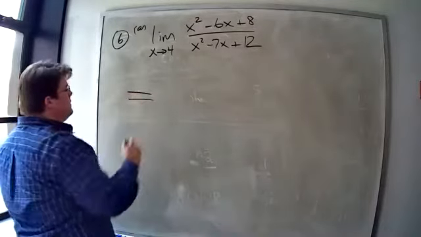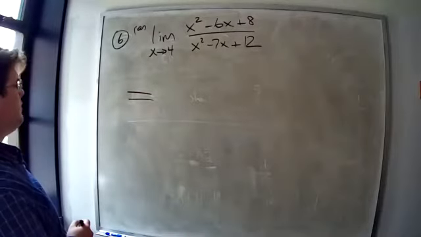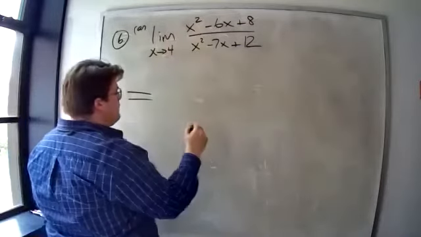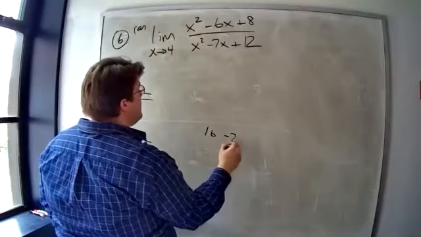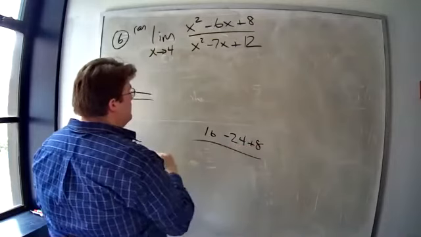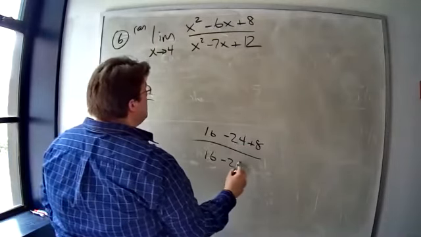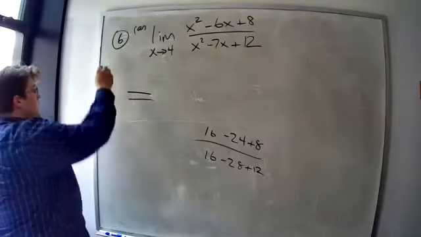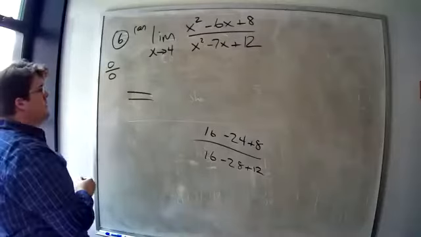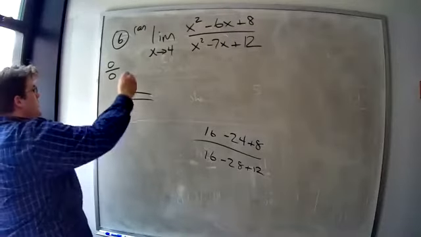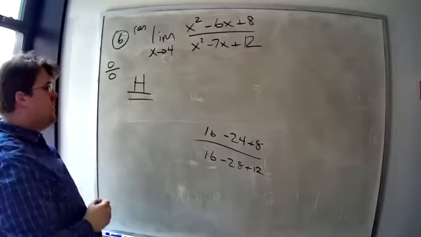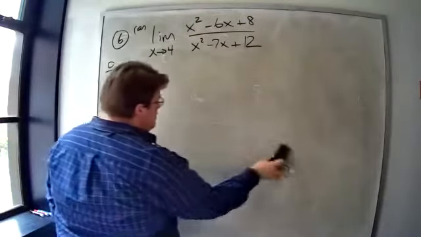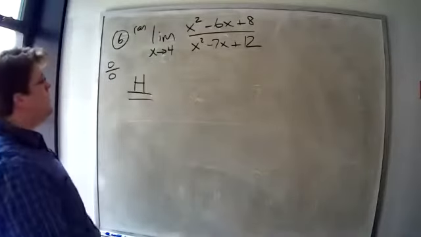L'Hopital's rule applies if it takes a form of 0/0 or an infinity over infinity. Well, what happens when you let x equal 4? You get 16, -24, +8. That's 0 over 16, -28, +12. That's also 0. So here you get a 0/0. Well, when you have a 0/0, you can use this rule called L'Hopital's rule. And what does the rule say?